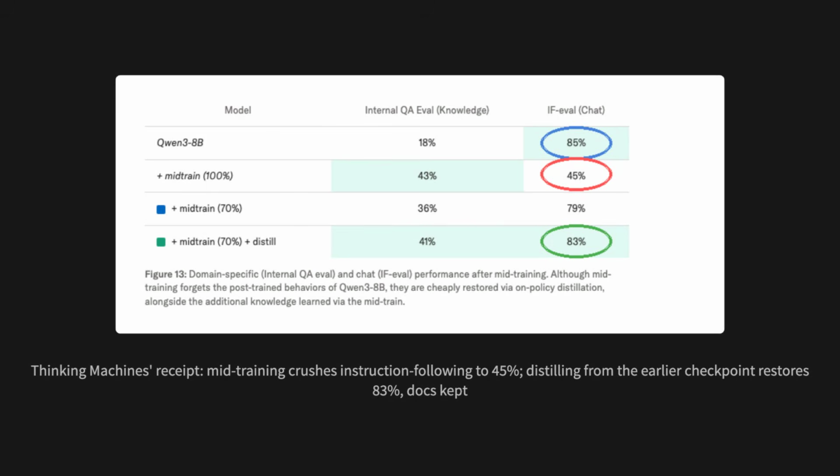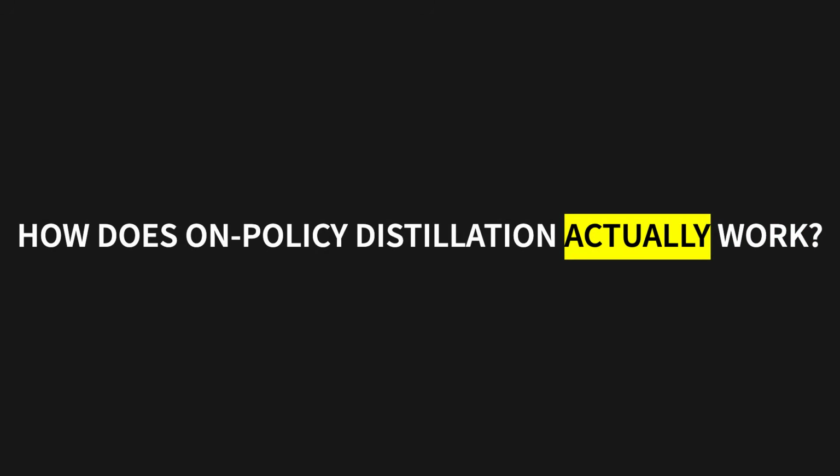85% before, in the blue circle. Crushed to 45 by the mid-train, the red circle. And back to 83 once Checkpoint A does the teaching, the green circle, with the docs kept. So a teacher doesn't need to be bigger or smarter everywhere. It just needs to know something the student lost, and the teacher can be your own past self. So on-policy distillation is 1/10 of the cost, labs are shipping it, and it can even repair catastrophic forgetting.